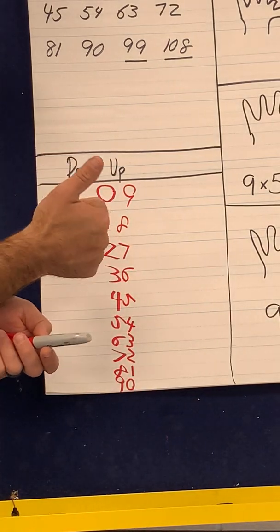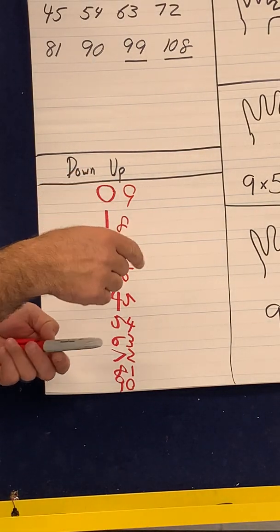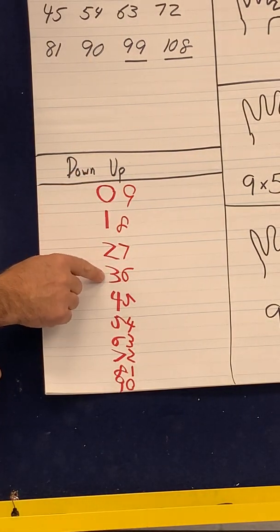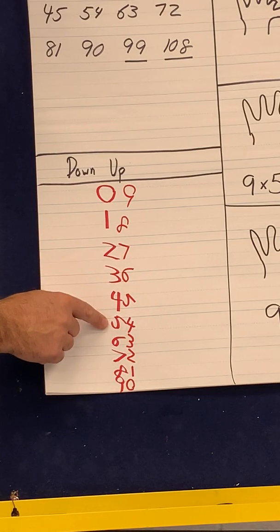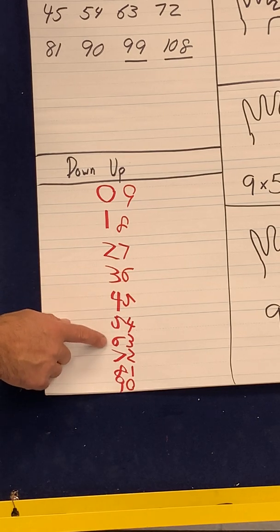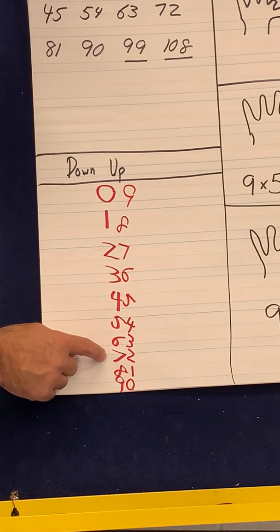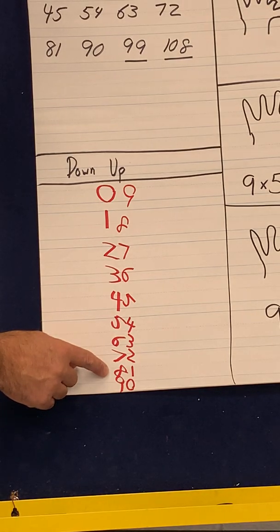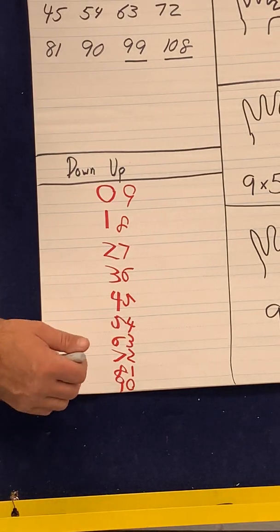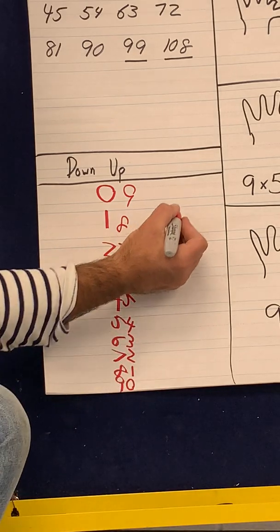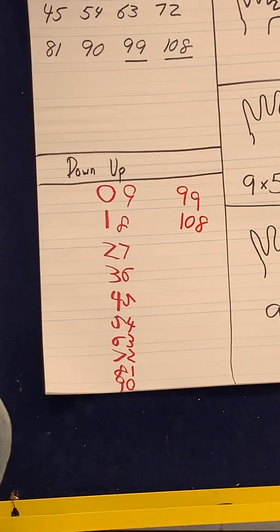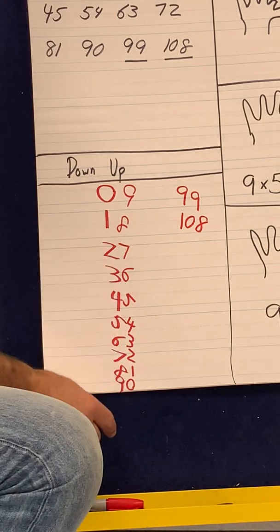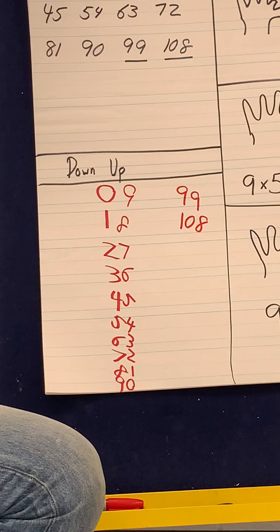9 times 1, 9. 9 times 2, 18. 9 times 3, 27. 9 times 4, 36. 9 times 5, 45. 9 times 6, 54. 9 times 7, 63. 9 times 8, 72. 9 times 9, 81. 9 times 10, 90. And then 9 times 11, you just have to remember, like I said, 9 times 11, 99. And 9 times 12, 108. Okay, pretty cool. It's pretty neat that it works, 0 to 9, 0 to 9.